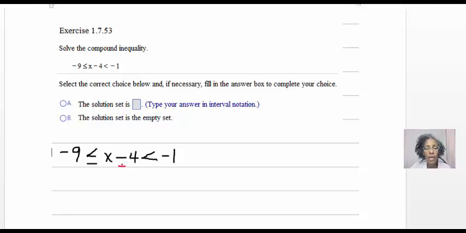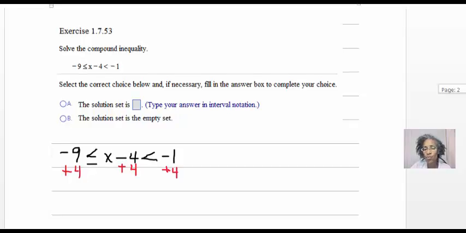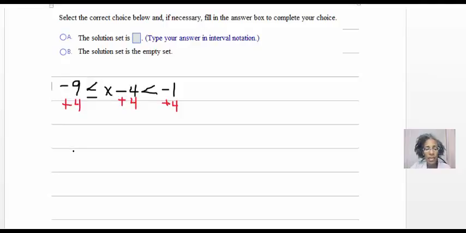This type of inequality is actually an and statement. The word and is implied. I not only need x minus 4 to be greater than or equal to negative 9, I also need x minus 4 to be less than negative 1. So it's an and statement. However, the nature in which it's written leaves the and unwritten.